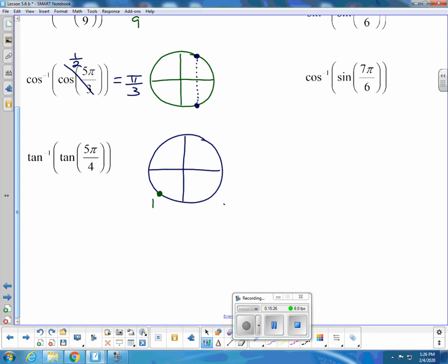Do I go straight across? Is the tangent here also 1? No, it is -1. But this angle has a tangent of 1. So instead of going straight across horizontally, I'm going to go diagonally. So tangent has to go diagonally because it's every other quadrant that they're the same side. Okay? All right.